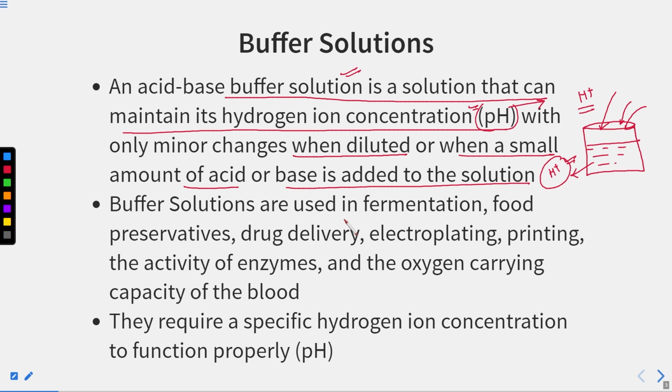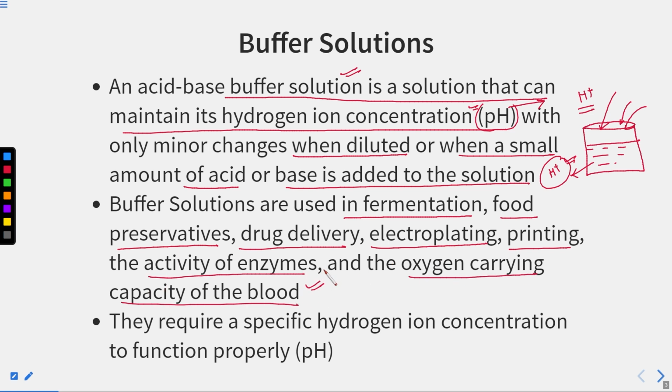Buffer solutions are used in fermentation, food preservatives, drug delivery, electroplating, printing, the activity of enzymes, and the oxygen carrying capacity of the blood. So in living systems, or you can say in the cell, what is happening? Activity of many enzymes and oxygen carrying capacity of the blood. All these phenomena are occurring where? In the blood. So the blood has its own buffer.